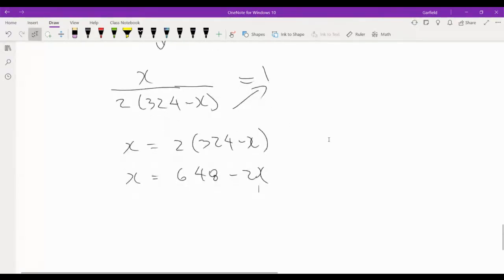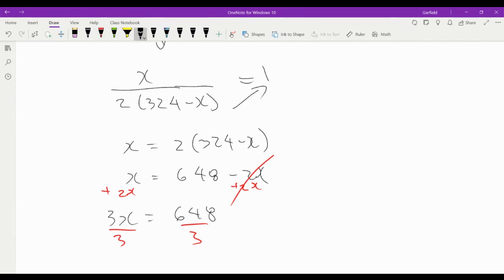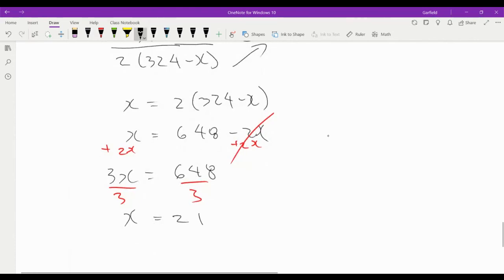Can you guys still see my screen? Okay, because my other computer is reconnecting, so I wasn't sure. All right, so 3x is equal to 648, because what I did was I added 2x to both sides to cancel that. So we're just solving this. We're dividing by 3. So x is equal to 216. So at $216, this is where we're going to maximize our revenue.